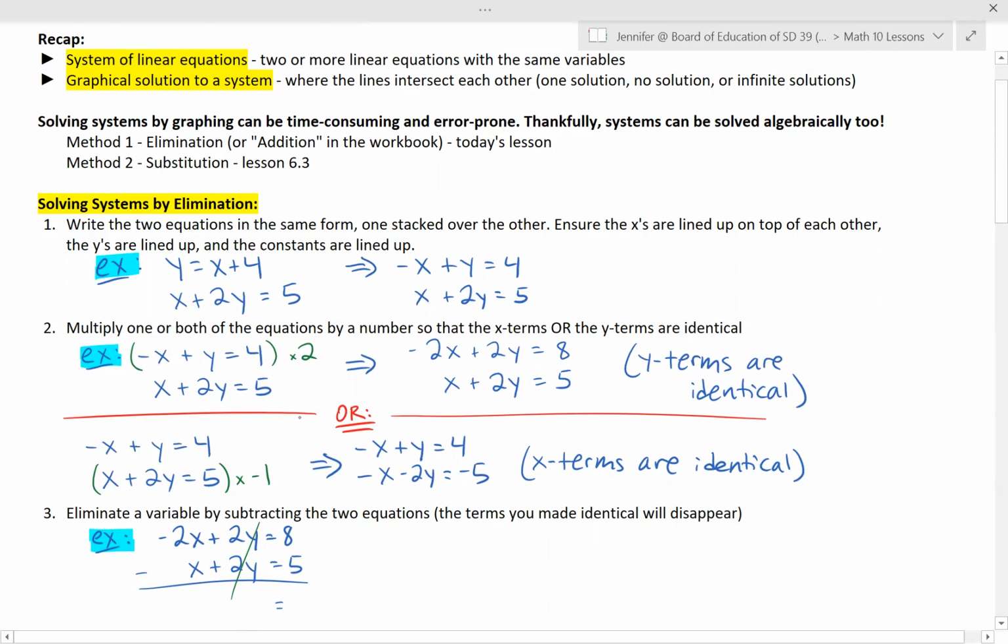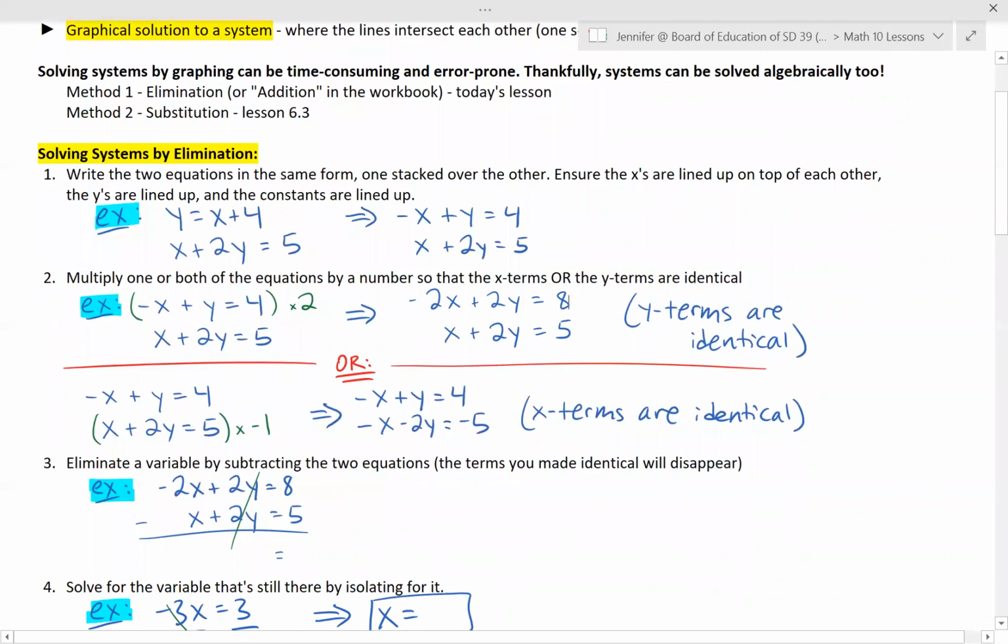And I wrote below, if you had decided to make the x terms identical, then instead you would have multiplied the second equation by -1, making the two x terms identical. Either of those is fine, just alter the equations so that either both x terms are the same or both y terms are the same.